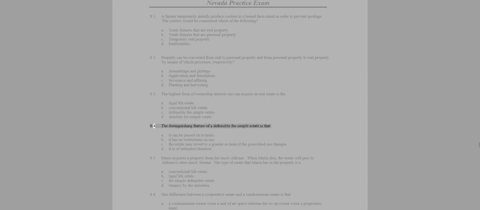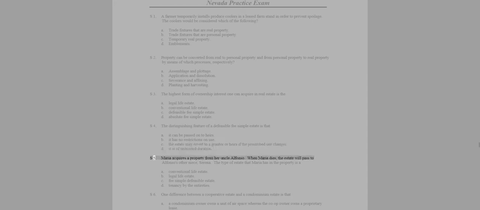S4. The distinguishing feature of a defeasible fee simple estate is that A. It can be passed on to heirs. B. It has no restrictions on use. C. The estate may revert to a grantor or heirs if the prescribed use changes. D. It is of unlimited duration.